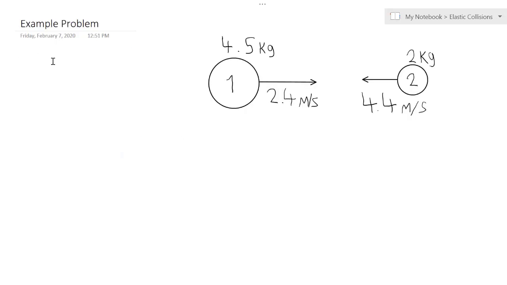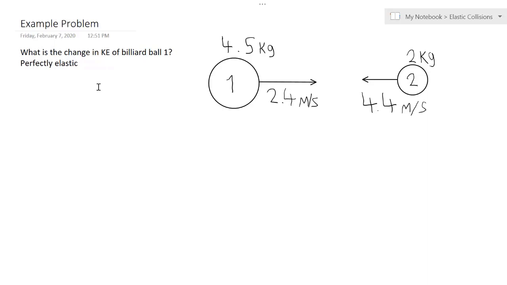So let's do an example problem. In this problem, we have a billiard ball of a certain mass going in a certain direction with initial velocity, colliding with another billiard ball that's slightly smaller, going with a faster velocity. The question is, what is the change in kinetic energy of billiard ball 1? They stipulate for us that it is a perfectly elastic collision, which is good, which means we can use two sets of equations for this problem.